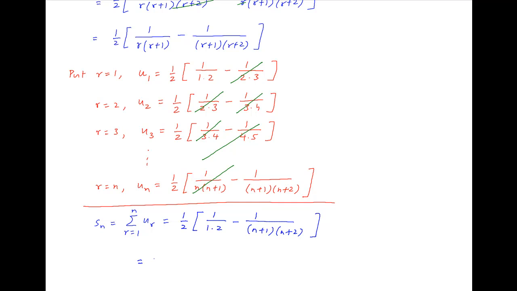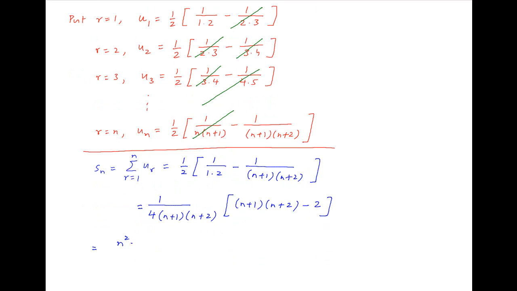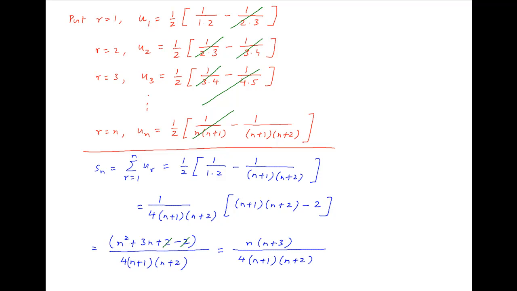The right hand side can be simplified by taking a common denominator, which is 4 times (n plus 1) times (n plus 2), and in the numerator we get (n plus 1) times (n plus 2) minus 2. This is equal to n square plus 3n plus 2 minus 2 in the numerator, and the denominator is 4 times (n plus 1) times (n plus 2). The numerator simplifies, and the value of Sn is equal to n times (n plus 3) divided by 4 times (n plus 1) times (n plus 2), which is the required answer.